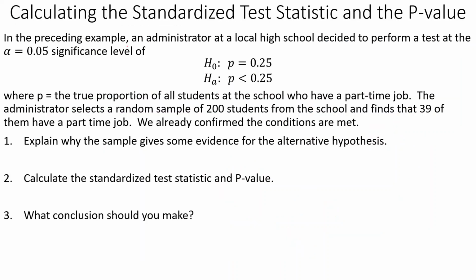In the preceding example, an administrator at a local high school decided to perform a test at a 5% significance level, with the null hypothesis that 25% of students had part-time jobs and the alternative hypothesis that it's less than 25%, where p is the true proportion of all students who have a part-time job. The administrator selected a random sample of 200 students and found that 39 of them had a part-time job. We already confirmed the conditions were met on the last video.